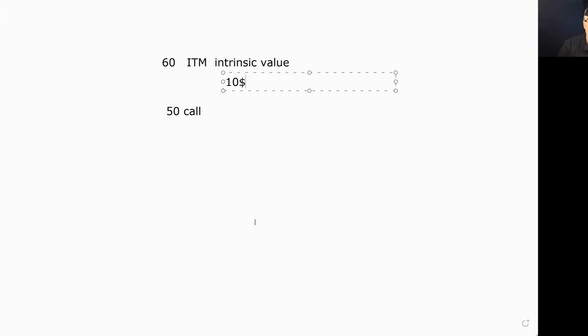Intrinsic value is how much it's in the money. So we're in the money by 10 points here. Now, let's say we have a 50 call, and let's say the premium, make up a number, is 13. So premium's 13, intrinsic is 10. So what's the extra called? The extra is called time value, TV. Time value is $3, okay? So the intrinsic is 10, the time value is 3.